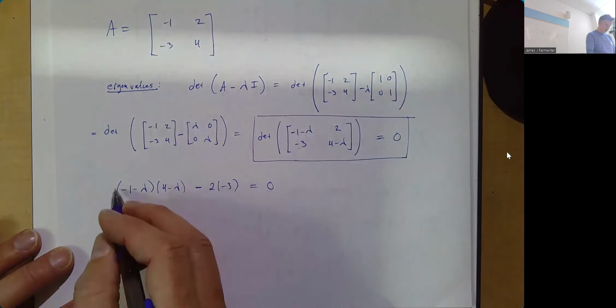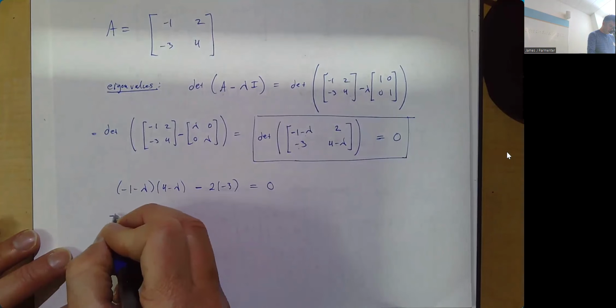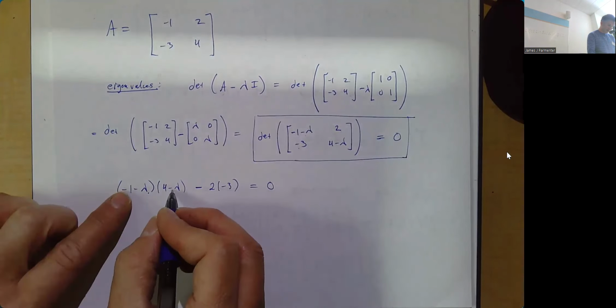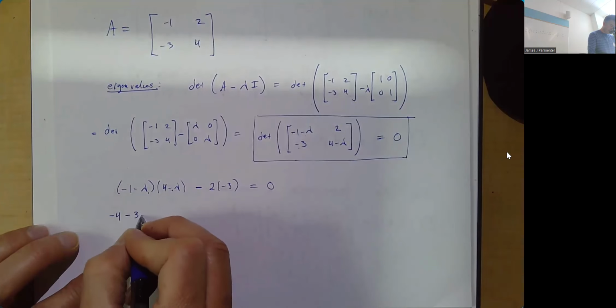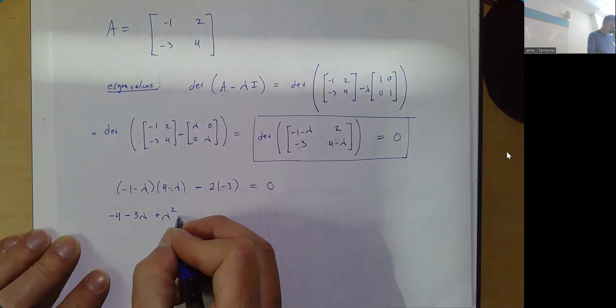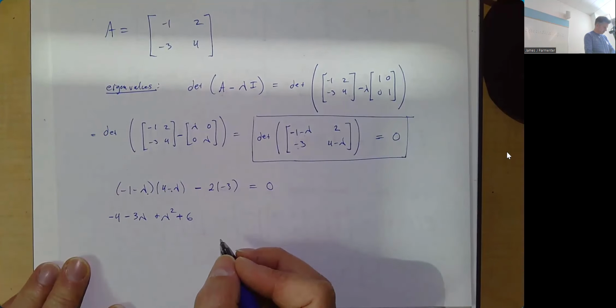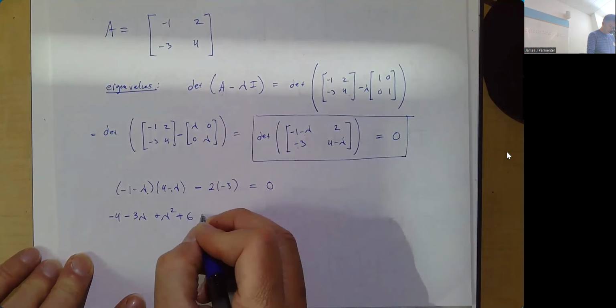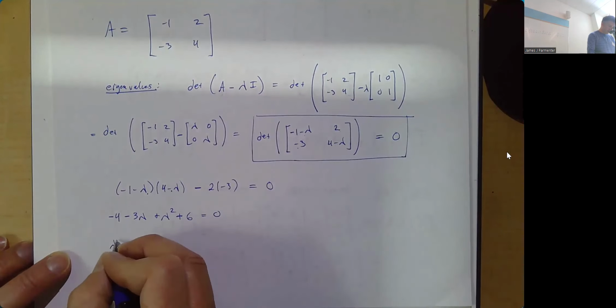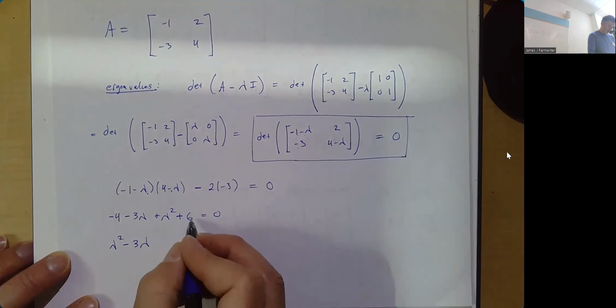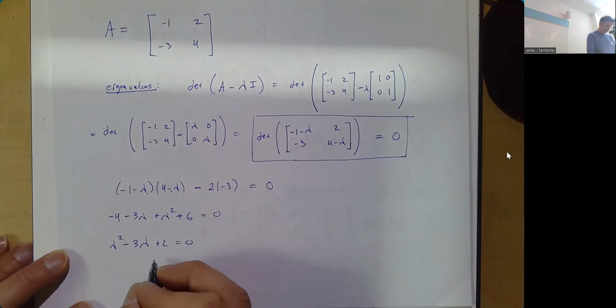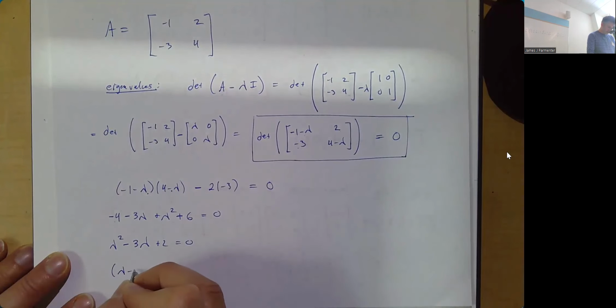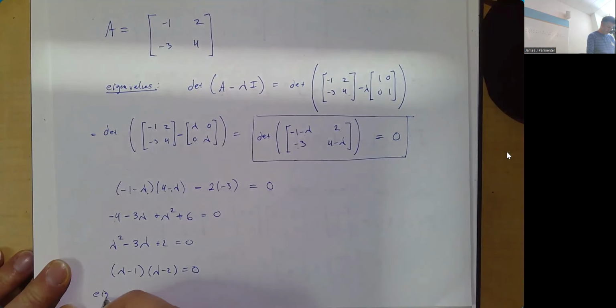So let's see, multiplying this out, we have -4 minus 4 lambda plus lambda is -3 lambda, plus lambda squared, plus 6. Okay, and that's still equal to 0. Simplifying this, writing it in the more standard way, I got lambda squared minus 3 lambda plus 2, since 6 minus 4 is 2. Finally, factoring, we've got lambda minus 1 times lambda minus 2 equal to 0. So our eigenvalues are lambda equal to 1 and lambda equal to 2.